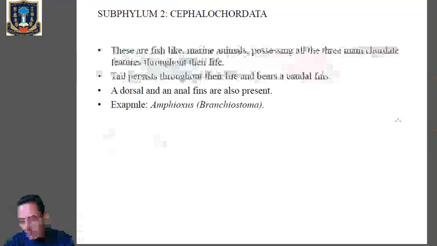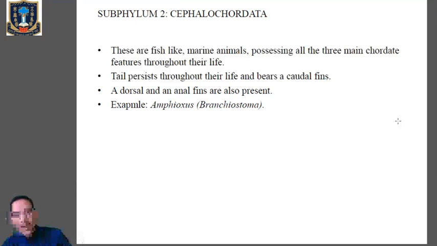Okay, now let's go to the next one, subphylum number 2, Cephalochordata. The word cephalic, C-E-P-H-A-L-I-C, means head, and chorda, C-H-O-R-D-A, means rod. So let's see the general characteristic features of the subphylum Cephalochordata. What are those features? First, these are fish-like. They are marine animals. Marine means they live in the ocean's water, in the salty water. Next, they possess all three chordate features throughout life.